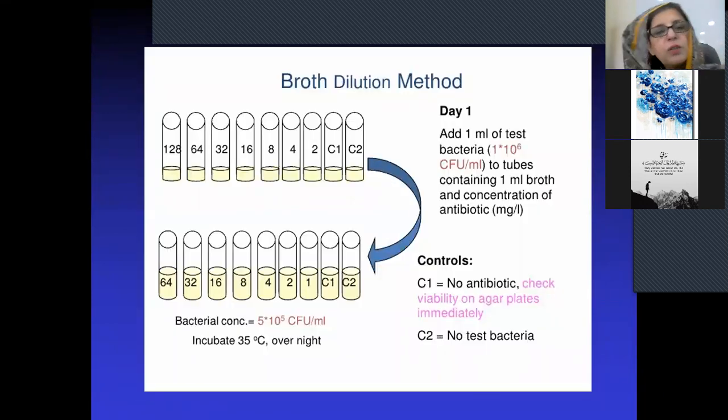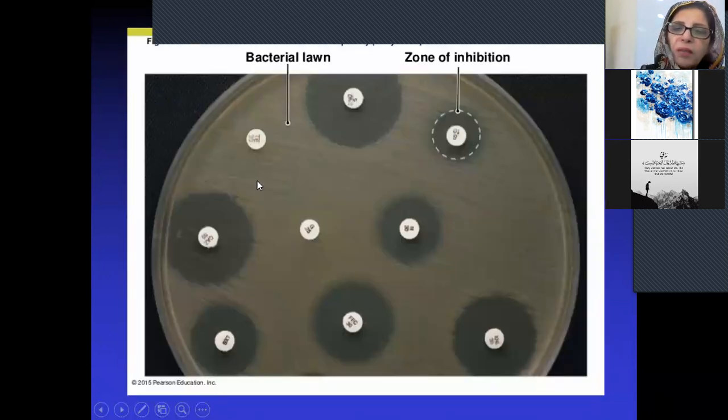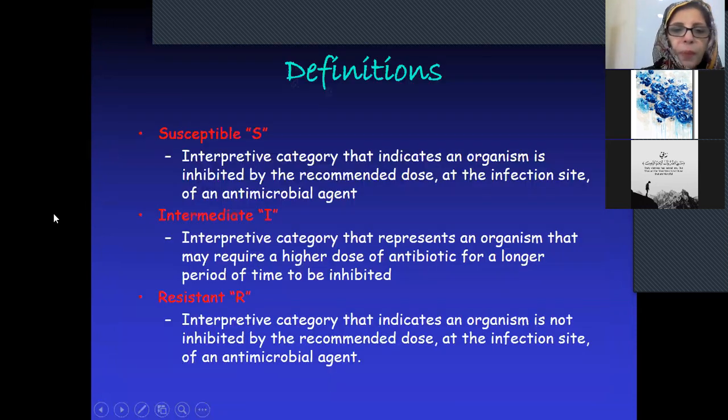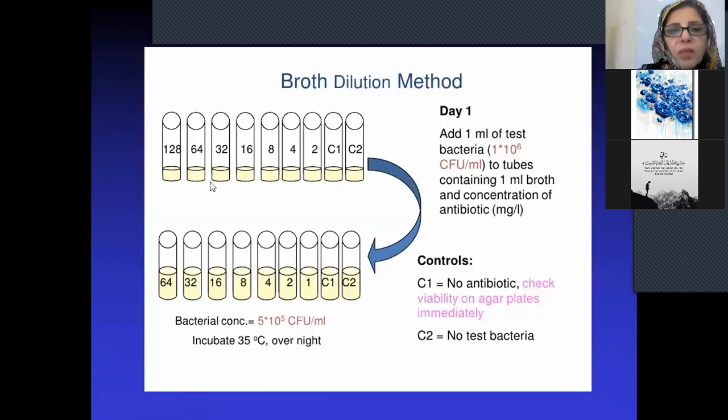This was the diffusion method, where we utilized an agar plate for making this lawn and for testing the sensitivity of the antibiotic against a particular bacteria. The same thing can be done with a broth dilution method. In the broth dilution method, we take 1 ml of the test bacteria and 1 ml of the broth, and then we add a concentration of the antibiotic as well. The antibiotic will be in different concentrations.